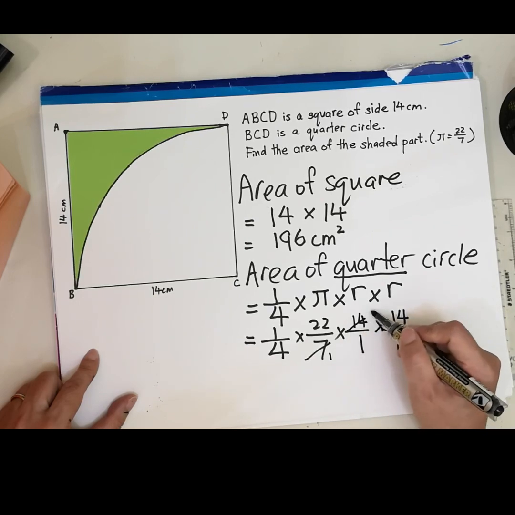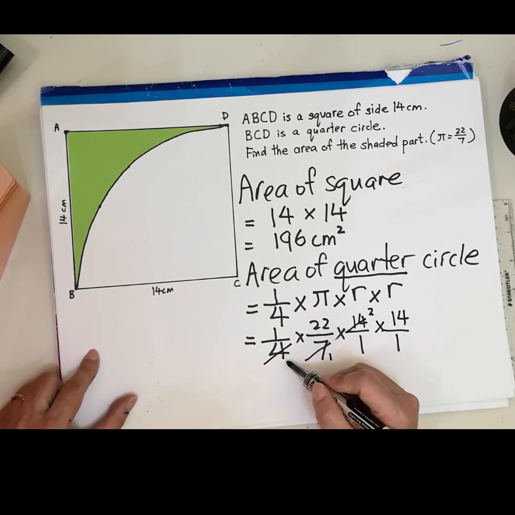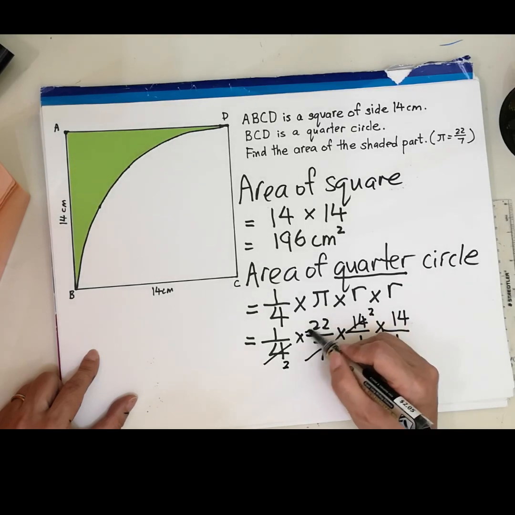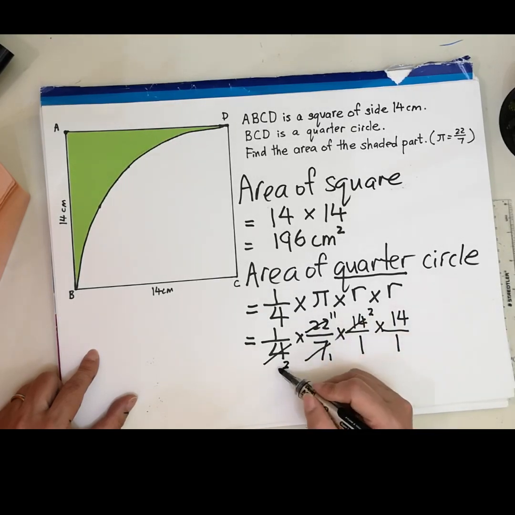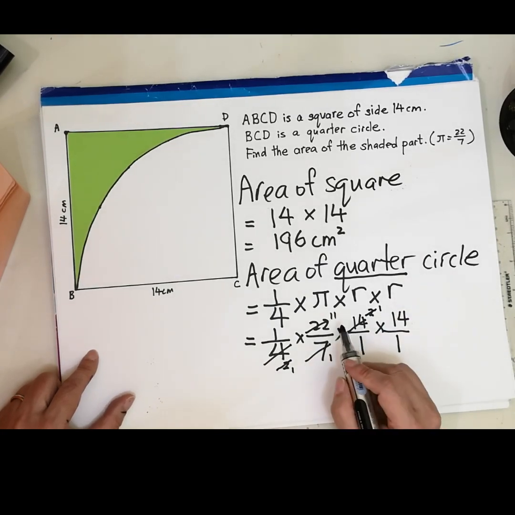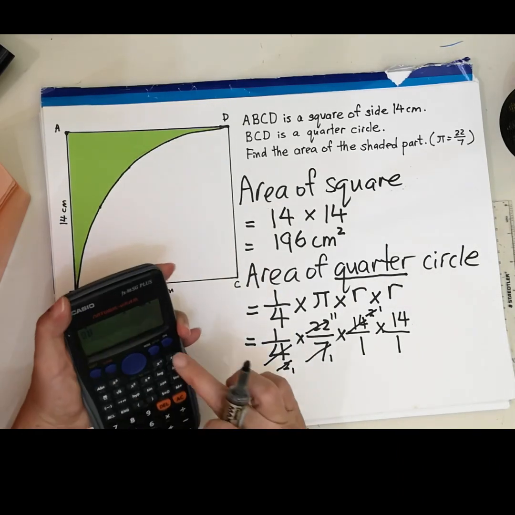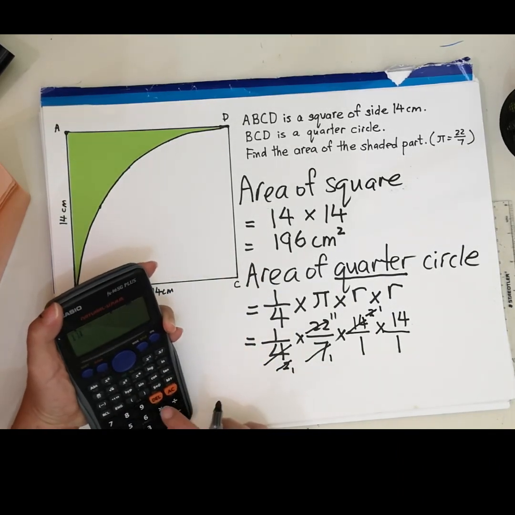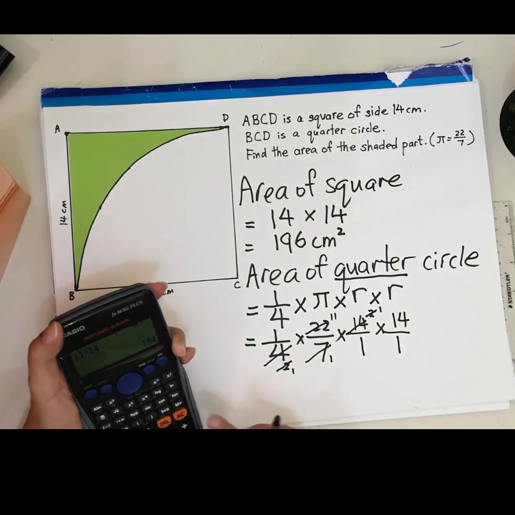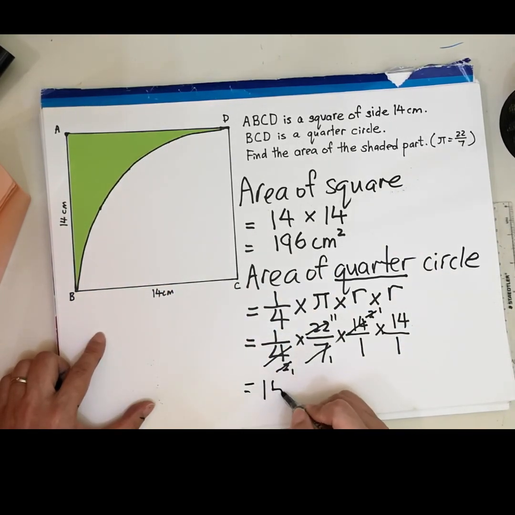Simplify our fractions. Okay, and what we have here is 11 multiplied by 14. So if we take 11 multiplied by 14, that will give us 154 square centimeters.